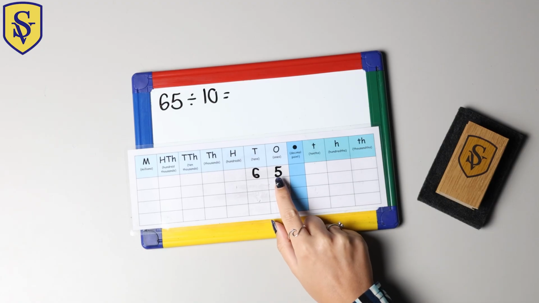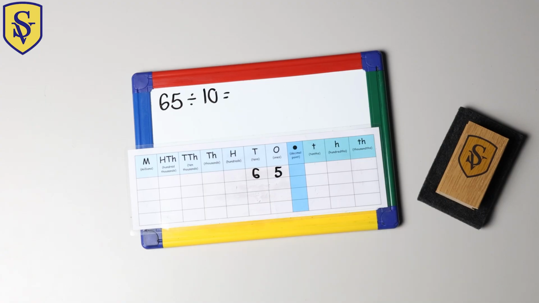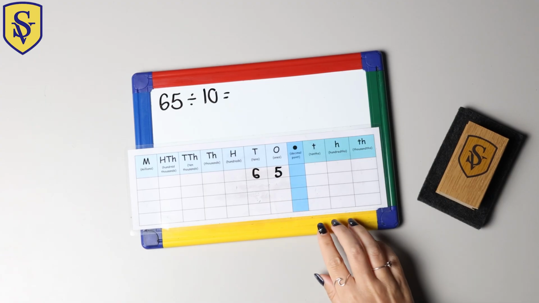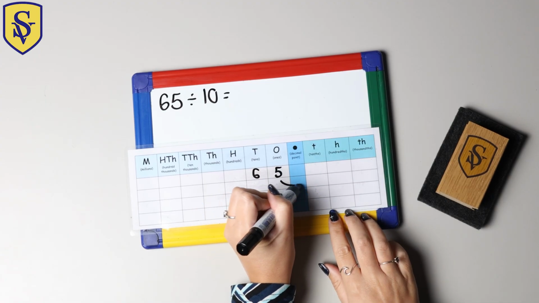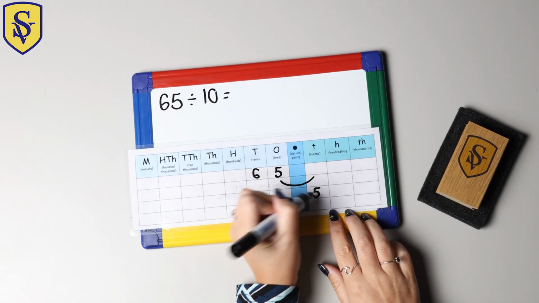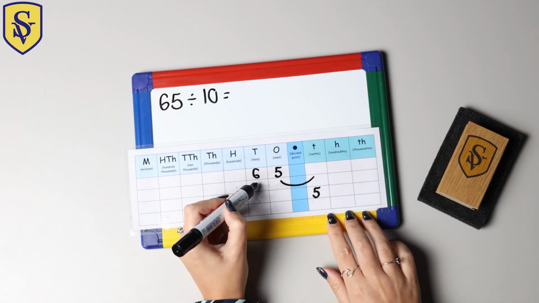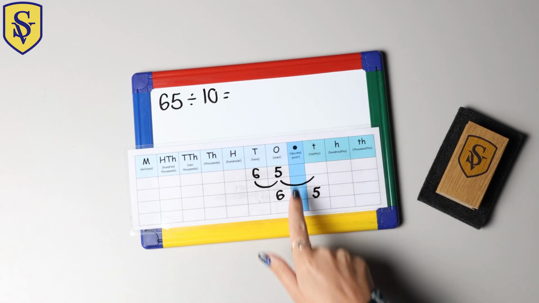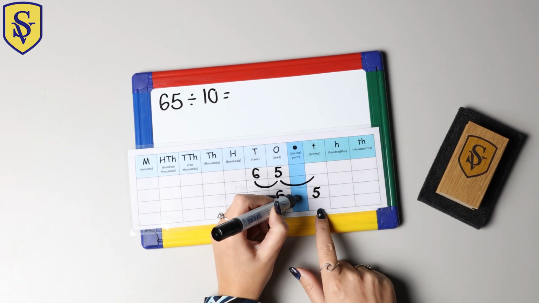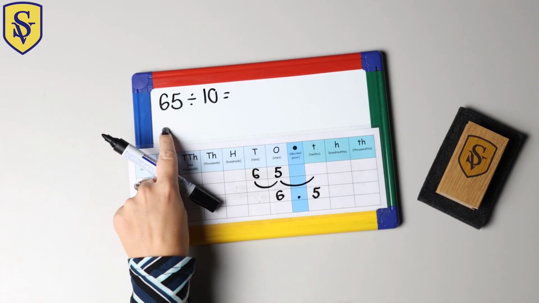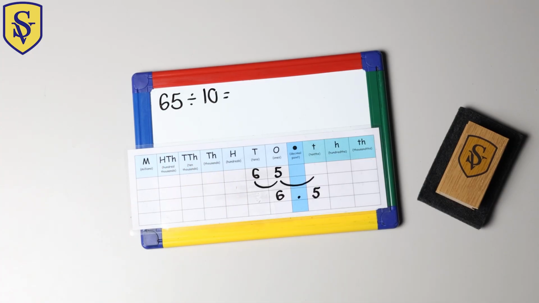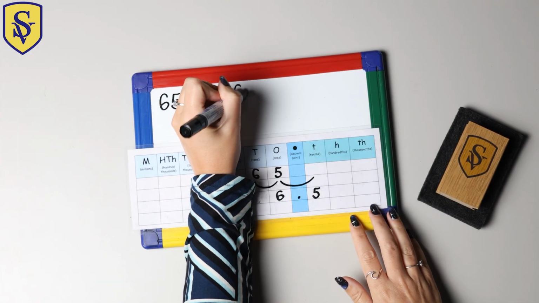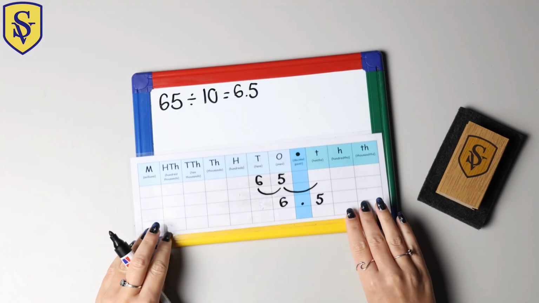And I'm going to start with the 5, and just the same as before, you have to jump over the decimal point. So we're going to go 1 jump, and then move the 6, 1 jump to the right. And as this is the decimal point column, we need to put the decimal point back in. And so the answer to 65 divided by 10 is going to be 6.5.